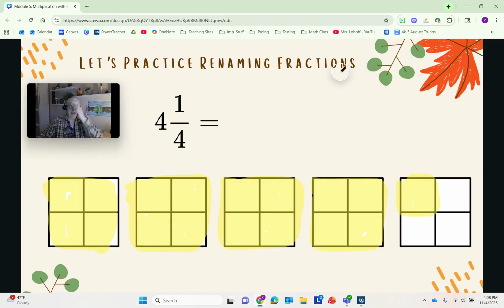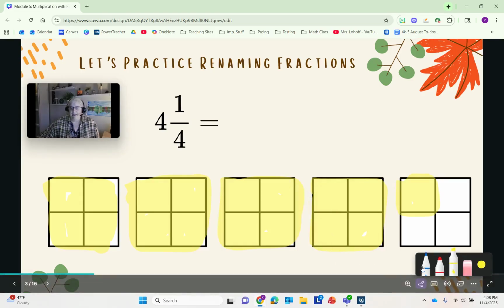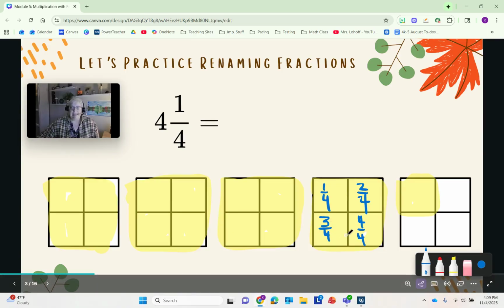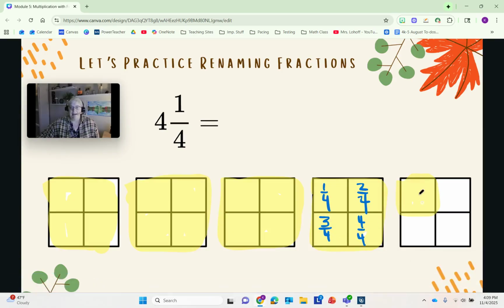Another way to name this is to take this whole box before it and add that to the fraction. So this is the same as 1/4, 2/4, 3/4, 4/4. One whole is the same as 4/4. And then we have an additional fourth right here. So that would be 5/4.